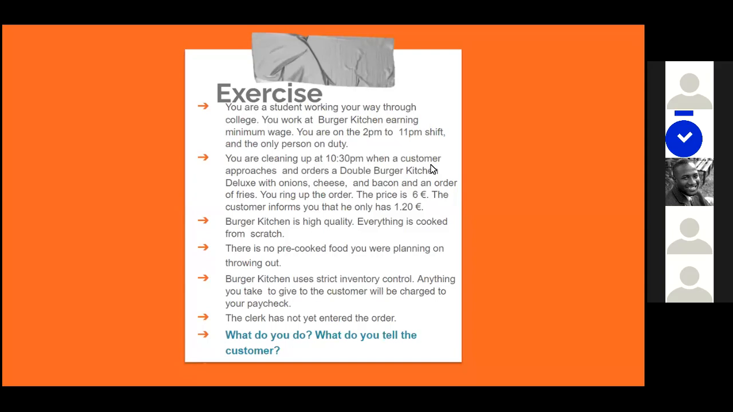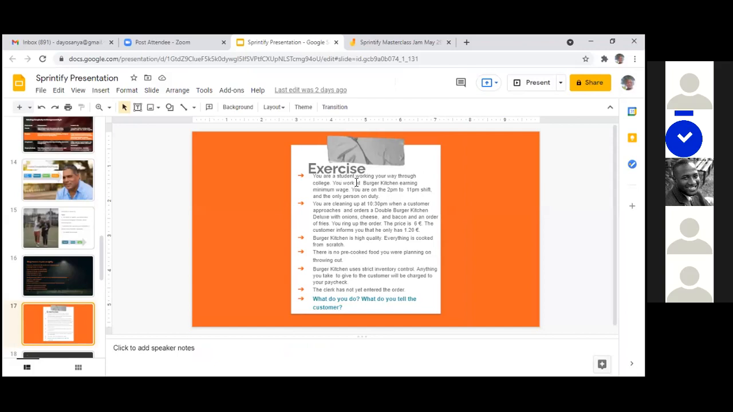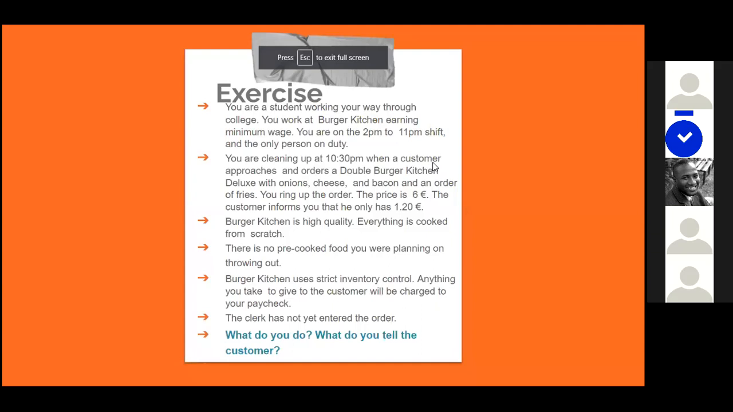So guys, I want us to quickly do an exercise, and please, I need your cooperation here. The exercise is this: you are a student working your way through college. You work at Burger Kitchen, at minimum wage. You are on the 2 p.m. to 11 p.m. shift and the only person on duty. You are cleaning up at 10:30 p.m. when a customer approaches and orders a double Burger Kitchen deluxe with onions, cheese, and bacon, and an order of fries. You ring up the order.